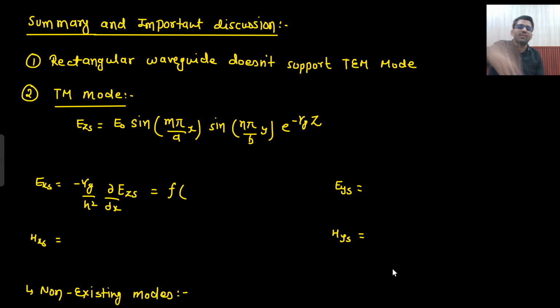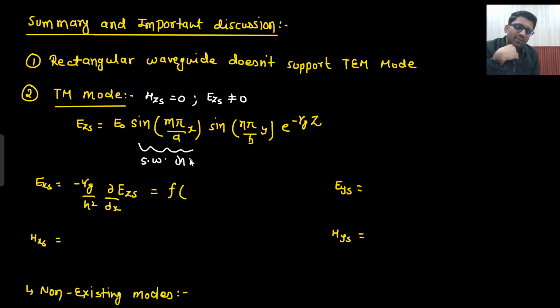Okay, let's see the summary now. So a rectangular waveguide doesn't support TEM mode, it can support TM mode. In TM mode, transverse magnetic, that means HZS is equal to 0 and EZS is non-zero. So if EZS is non-zero, what will be the expression you will be getting? E0 sin m pi by a into x sin n pi by b into y e to the power minus gamma z. What does this represent? Very important. Standing wave in x. Standing wave in y. And traveling wave in z.